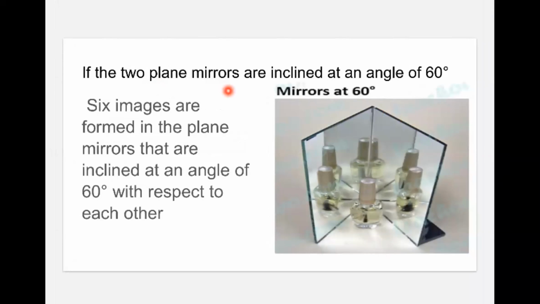If two plane mirrors are inclined at an angle of 60 degrees, definitely the angle between the two mirrors is going to be 60 degrees. So let us see how many images are being formed. 1, 2, 3, 4, 5, and 6. So a total of 6 images will be formed if the two mirrors are inclined at an angle of 60 degrees with respect to each other.